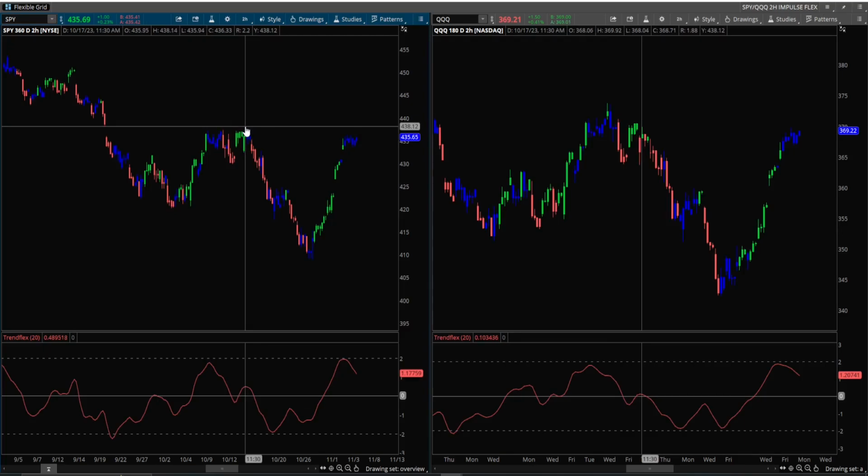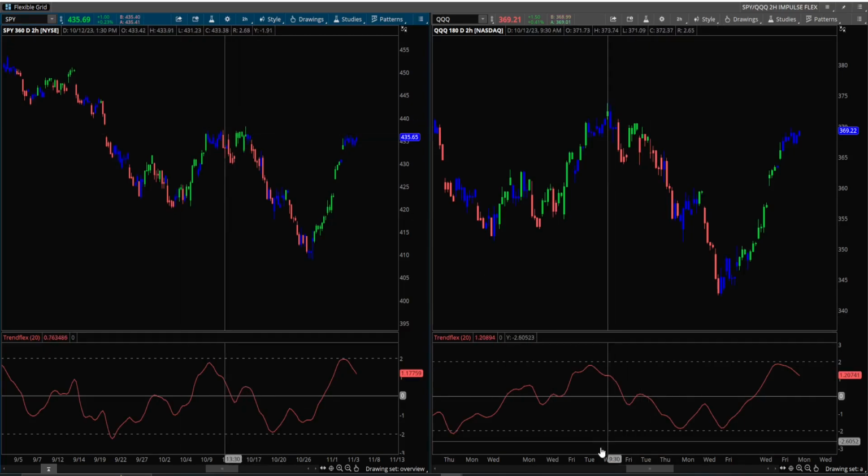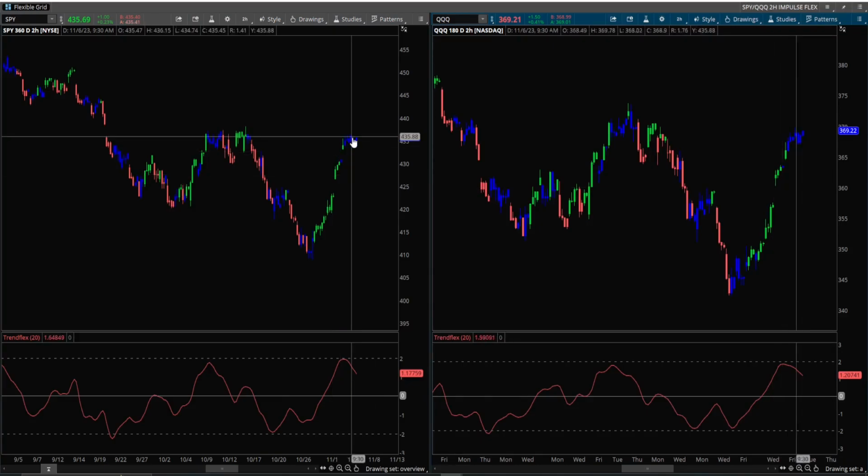As you can see, this wick right here coming into tomorrow. Definitely going to be interesting to see what happens if we do get that rollover, or if this market just keeps on ripping higher.